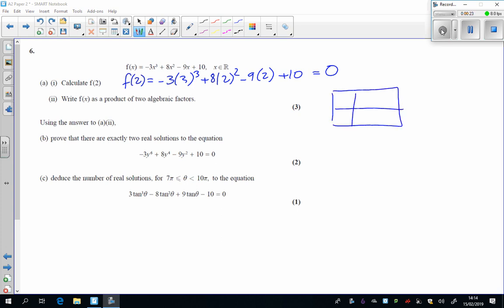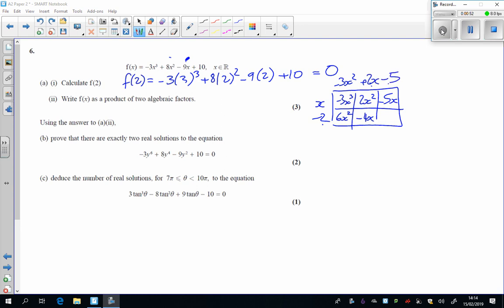So I'm going to divide this thing by an x minus 2. I need a minus 3x cubed there, so I need a minus 3x squared at the top. That accidentally gives me a 6x squared here. I don't want 6x squared, I want 8 of them, so I need an extra 2, so that must be a plus 2x. Plus 2x times minus 2 makes minus 4x's, but I want minus 9, so I need another minus 5 there. That means I need a minus 5.